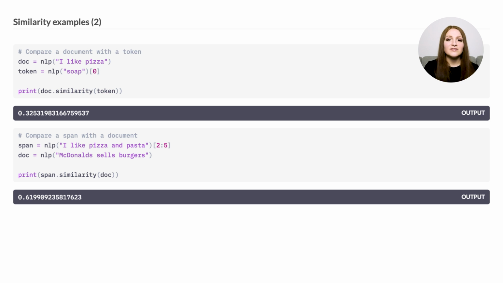You can also use the similarity methods to compare different types of objects. For example, a document and a token. Here, the similarity score is pretty low and the two objects are considered fairly dissimilar. Here's another example comparing a span, "pizza and pasta", to a document about McDonald's. The score returned here is 0.61, so it's determined to be kind of similar.